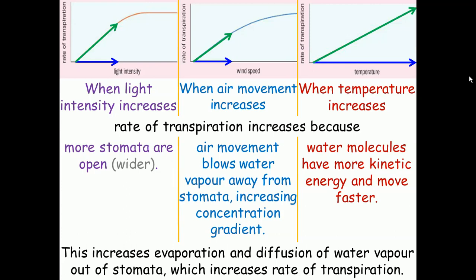Note that in the exam you want to talk about evaporation and diffusion of the water vapor out of the stomata, which gives you 2 marks, and then you get an additional mark for talking about the fact that the rate of transpiration increases. And then if you mention why, so more stomata open or increasing concentration gradient or more water molecules moving faster because they have more kinetic energy, you get an additional mark.